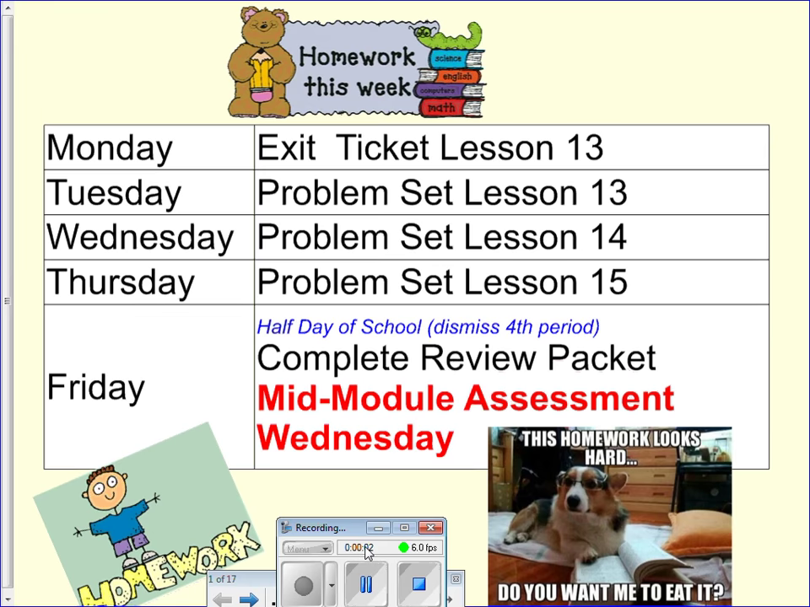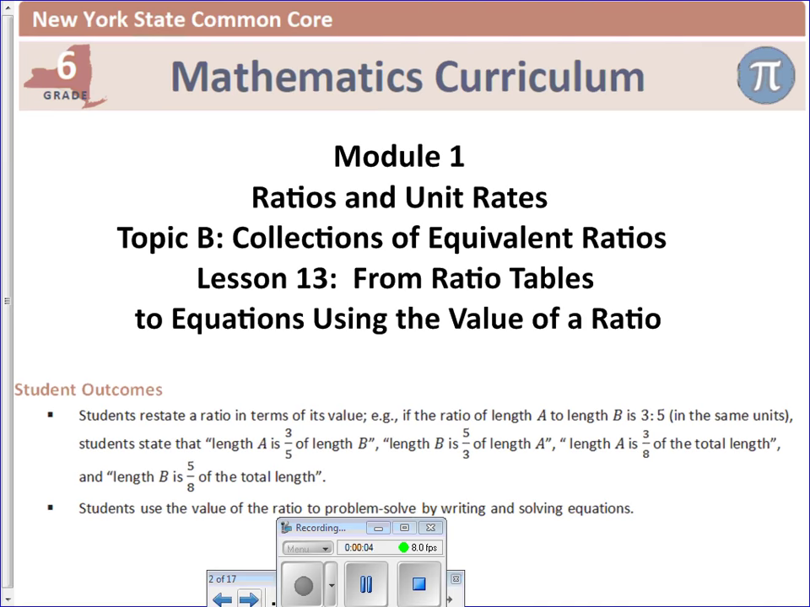Okay, today we're going to look at Module 1, Lesson 13: from ratio tables to equations using the value of a ratio. Well, we already know what ratio tables are. And we know that in a ratio table, all the ratios are equivalent because they have the same value. Today we're going to use that and learn how to do something called writing equations.